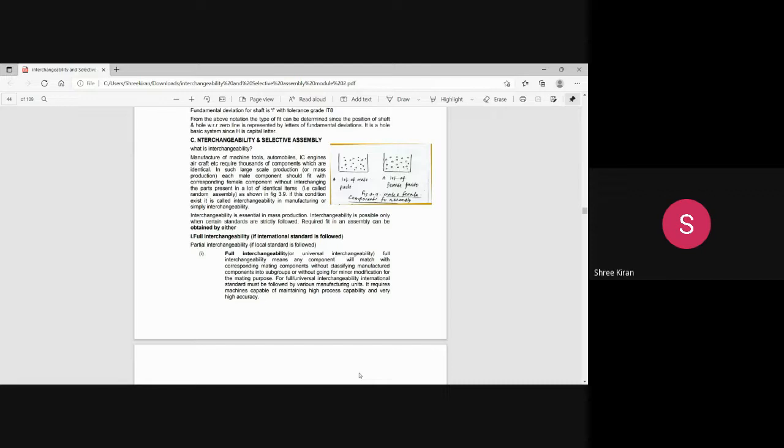Besides a part, there will be so many male components and so many female components in the warehouse, already manufactured or to be manufactured parallelly. But without any adjustment, we will be connecting them and forming a part. If this condition exists, it is called interchangeability in manufacturing. Interchangeability is a very important factor and very much required in mass production. And interchangeability is possible only when certain standards are strictly followed.